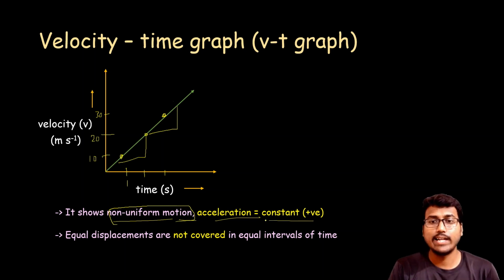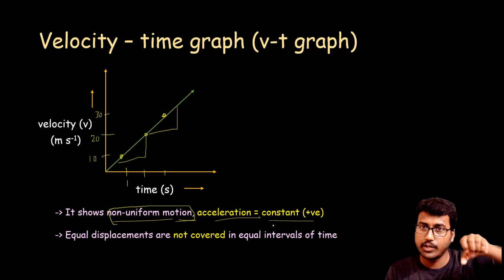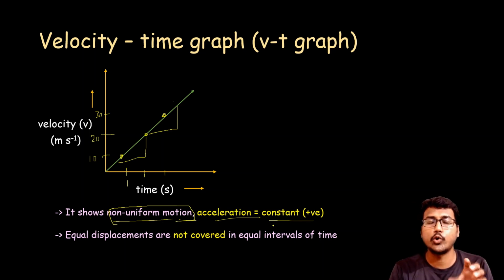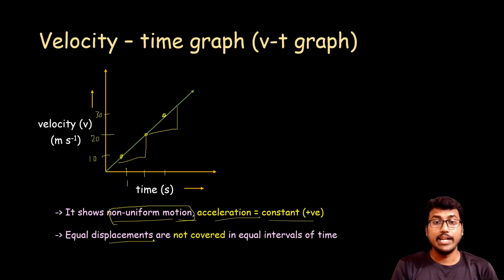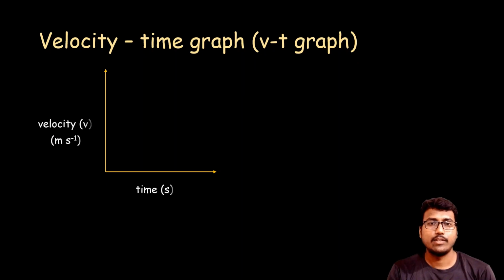So acceleration is constant. When the acceleration is constant and you are increasing the speed, then you are going to have non-uniform motion, and equal displacements are not covered in equal intervals of time. So let's go forward. One more graph for the velocity time.